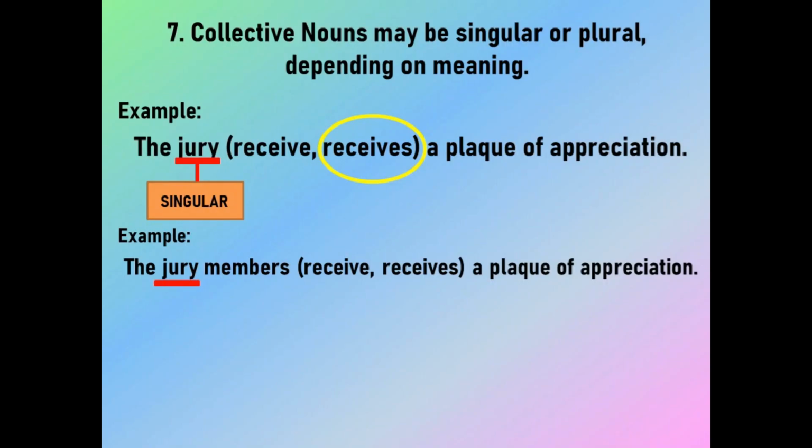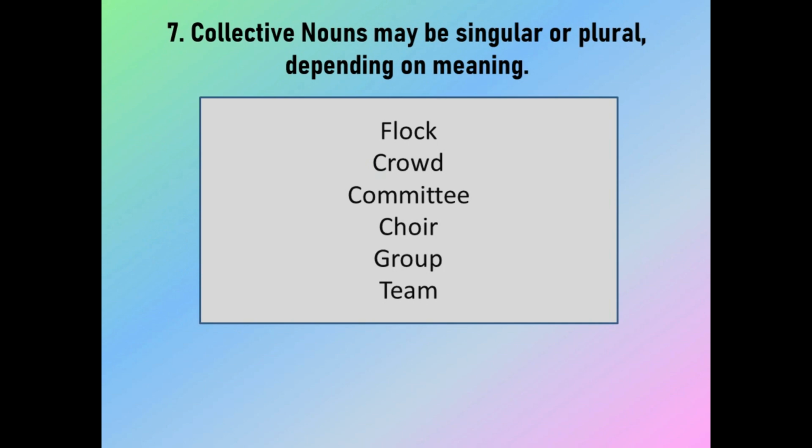Now in another example, the jury, which is also a subject, becomes plural. Why? Because the jury members are acting as many individuals. Therefore, the verb is plural. Another clue there is the word members, which has an s. Therefore, that is plural, and we need to use a plural form of verb. Here are some of the collective nouns that can either be singular or plural depending on meaning: flock, crowd, committee, choir, group, team.